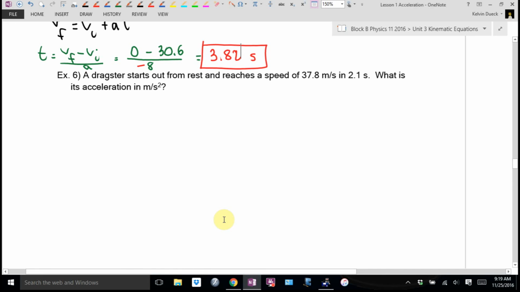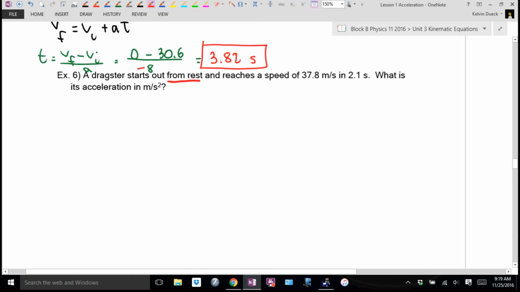A dragster starts out from rest. I would probably underline the phrase from rest. And it reaches a speed of 37.8 meters per second in 2.1 seconds. What's its acceleration in meters per second squared? What's this question want me to find? Acceleration, let's write down A equals question mark.